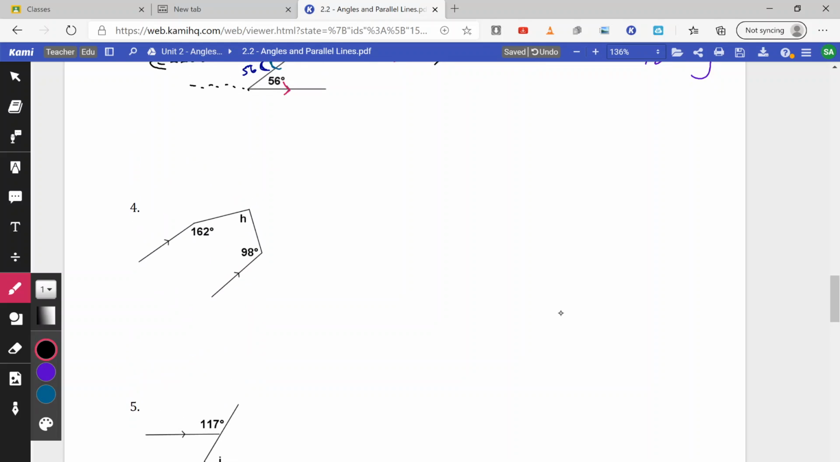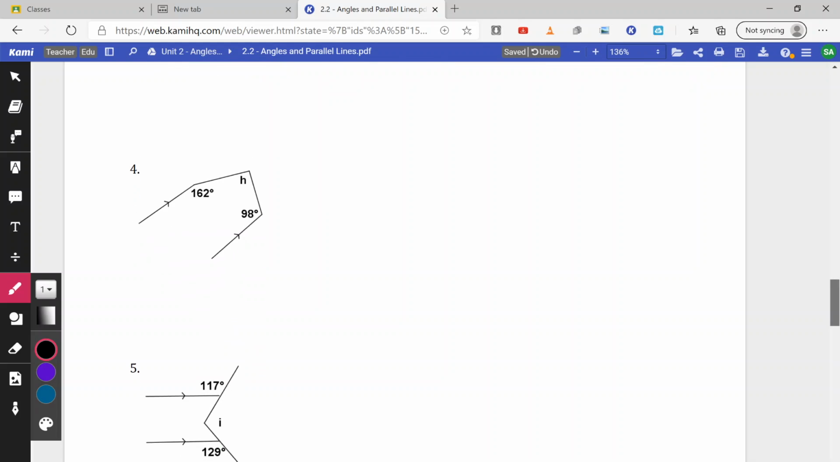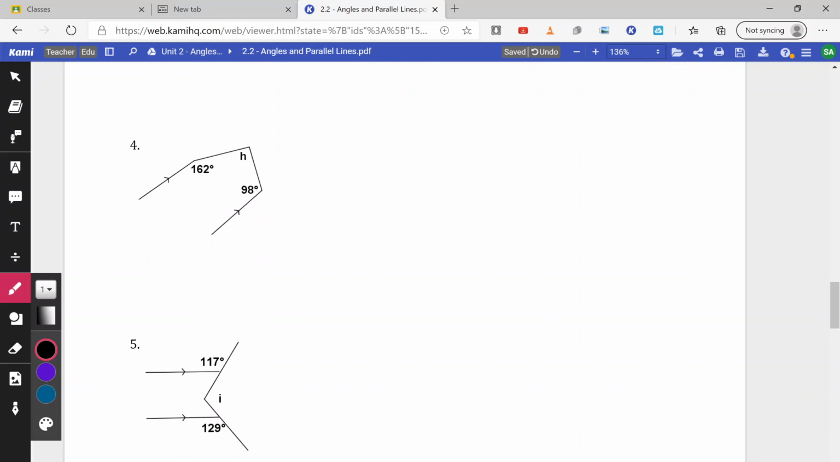Number 4 is along the same lines. We have two parallel lines here. We have angles of 162 and 98 degrees. H, we have to figure out what H is equal to. So again, auxiliary lines come into play. And I can extend these out. And again, I know it's not perfect, but these lines are all parallel to each other. And they continue on.